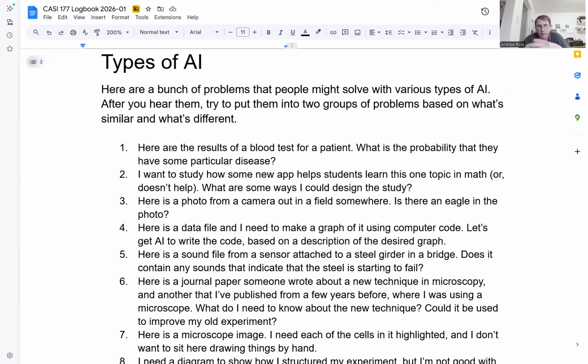Item two would be I want to study how a new app helps students learn this one topic in math, or maybe it doesn't help them. How could I design that study? And what conclusions could I maybe make from that?